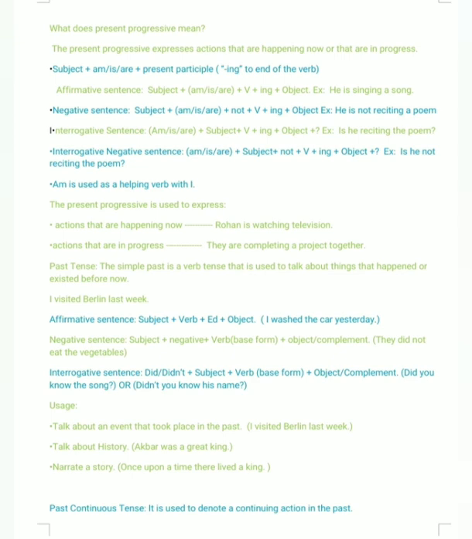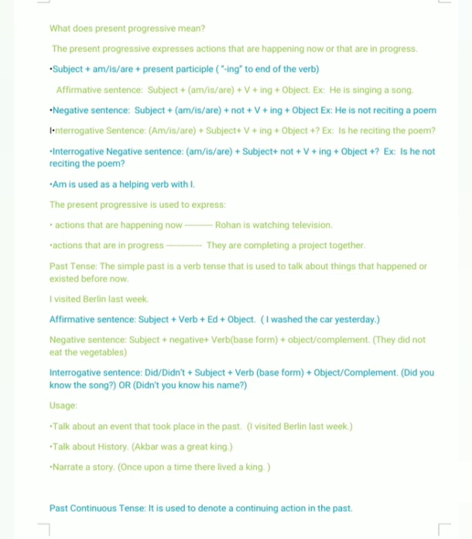For writing a negative sentence in present progressive, what do we have to write first? First we have to write subject, then we have to add am or is or are, then not. Since it's a negative sentence, we have to put not, then V plus ing, then object, like he is not reciting a poem. Then interrogative sentence.